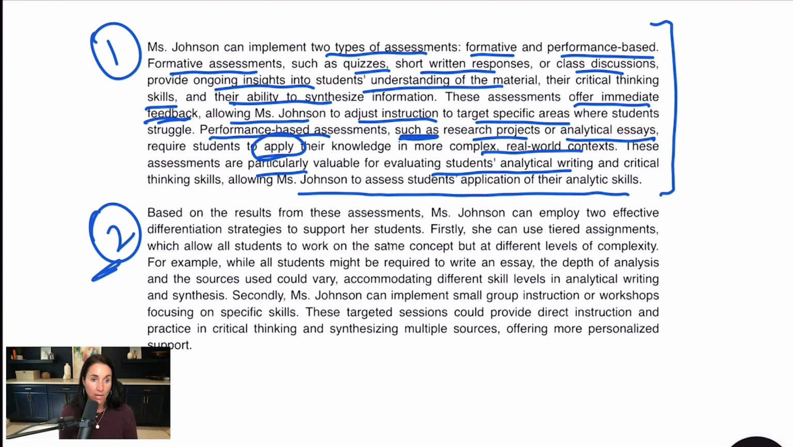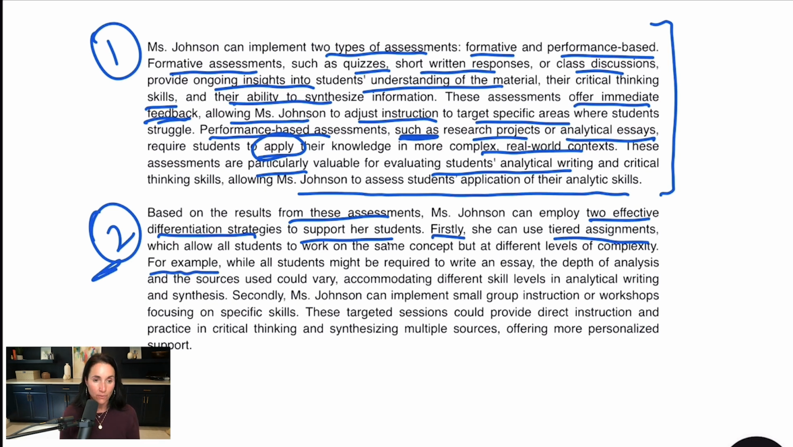We're going to differentiate. We need 2 differentiation strategies. Based on the results of these assessments, Ms. Johnson can employ 2 effective differentiation strategies to support her students. First, I'm going to tell you the first one. She can use tiered assignments, which allow all students to work on the same concept, but at different levels of complexity. Here we go. Key.